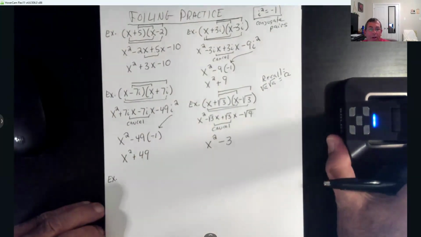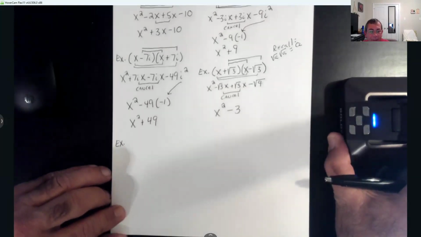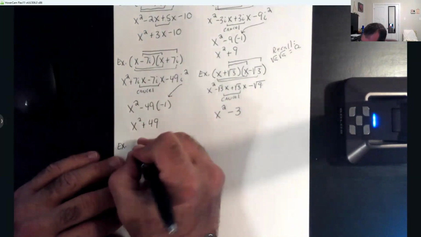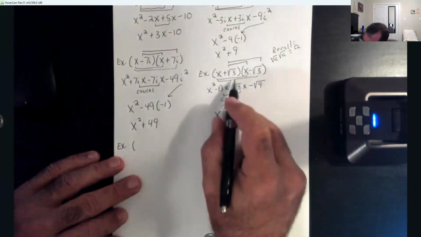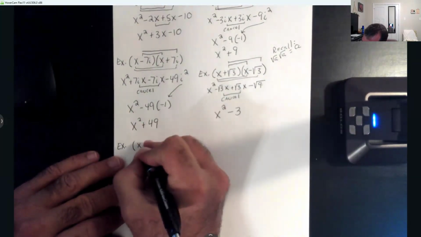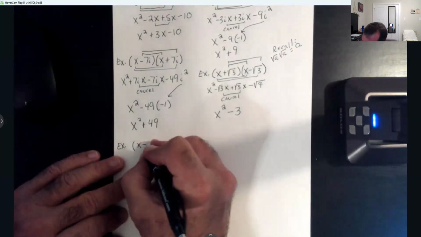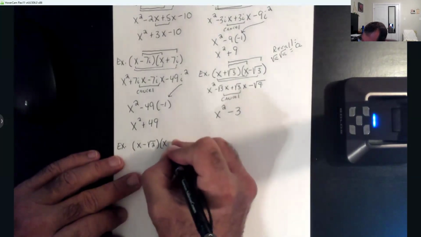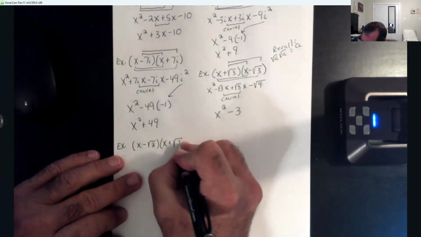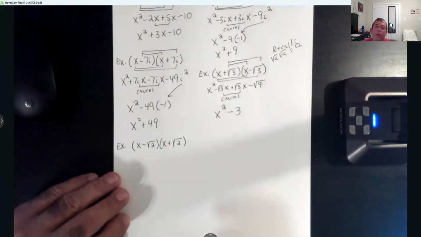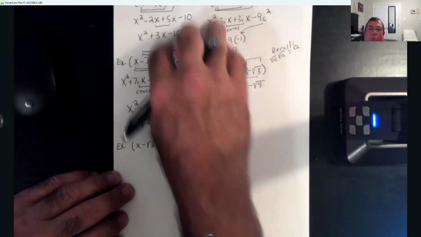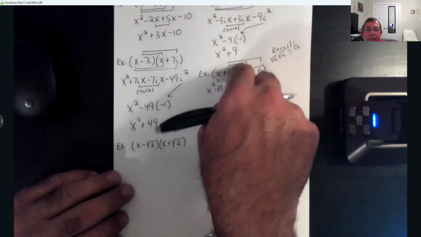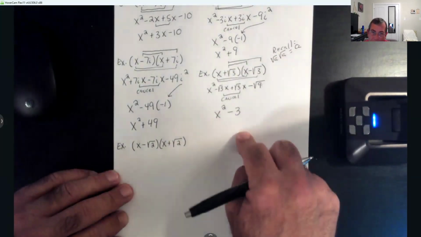So let me do another one or two of these. Hopefully this is bringing back memories. So let's see, I did plus and minus. How about if I do x minus square root of 2 times x plus square root of 2. So y'all, like I said, there's no homework doing this. I just want y'all to see a bunch of examples of this stuff before tomorrow, okay?